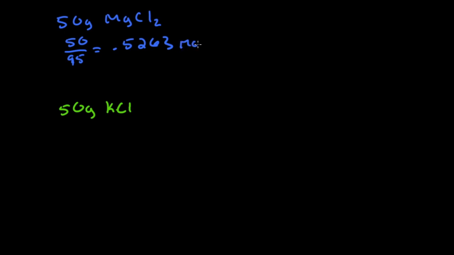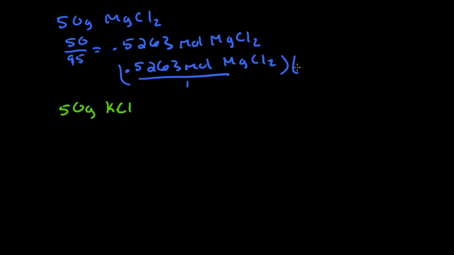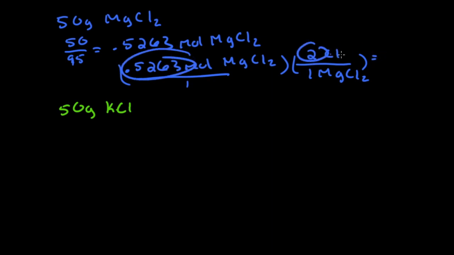and this would be moles of MgCl2. Now I'm going to go from moles of this chemical to moles of just the Cl. So I have 0.5263 moles of MgCl2, and for every 1 MgCl2, I'm going to have 2 Cl's. So I'm going to take this number and multiply it by 2, and I'll have 1.052 moles of Cl.